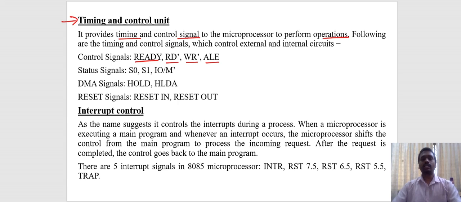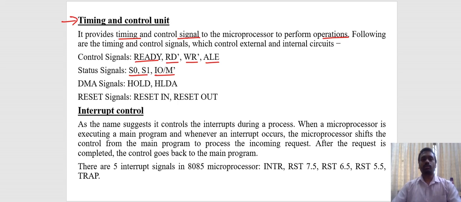So the ready signal indicates whether the IO device connected to the microprocessor is ready or not. If that IO device generates a ready signal, then the microprocessor performs some operations on that. And it also generates some status signals like S0, S1 and IO by M bar. These indicate whether it is performing an IO operation or a memory operation.